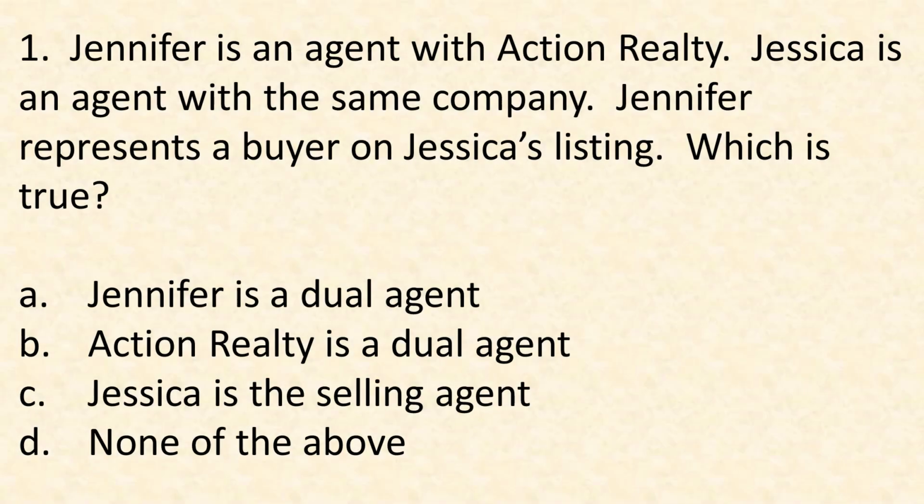Question number 1. Jennifer is an agent with Action Realty. Jessica is an agent with the same company. Jennifer represents a buyer on Jessica's listing. Which is true? A. Jennifer is a dual agent. B. Action Realty is a dual agent. C. Jessica is the selling agent. Not the seller's agent, the selling agent. Or D, none of the above.